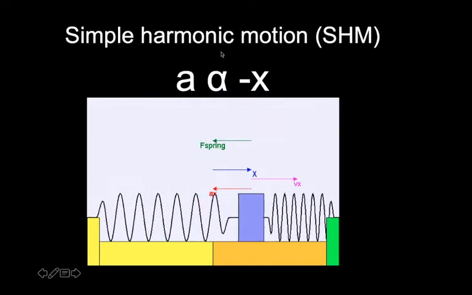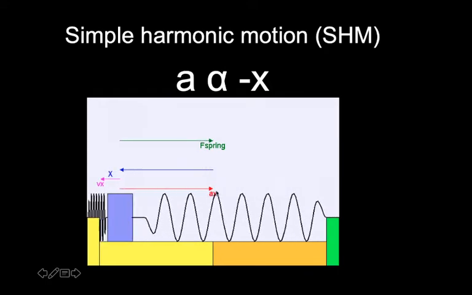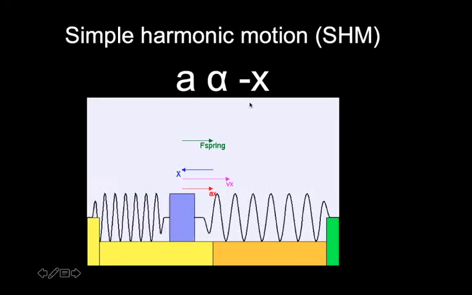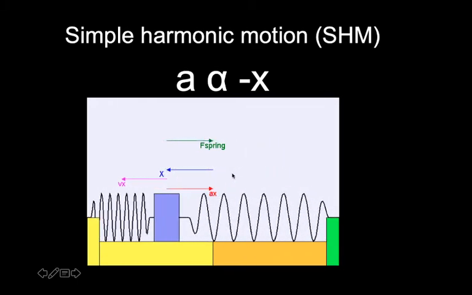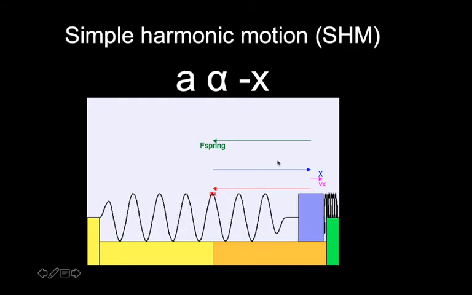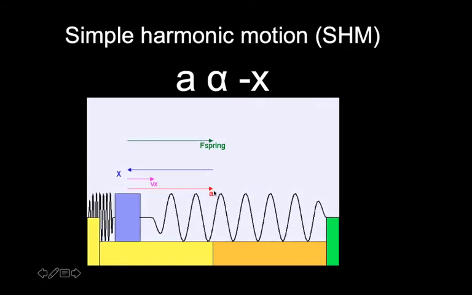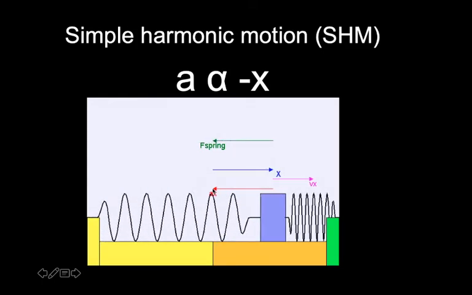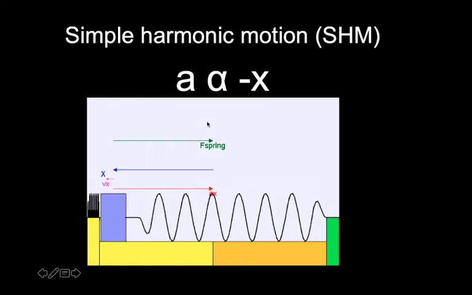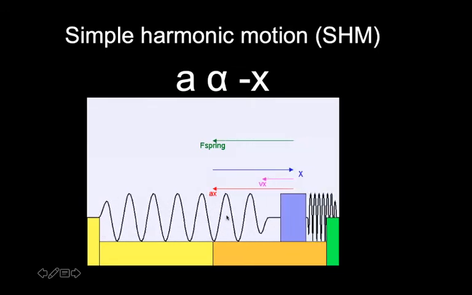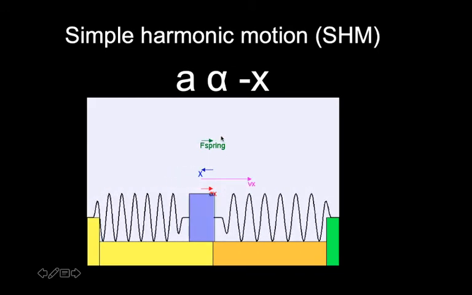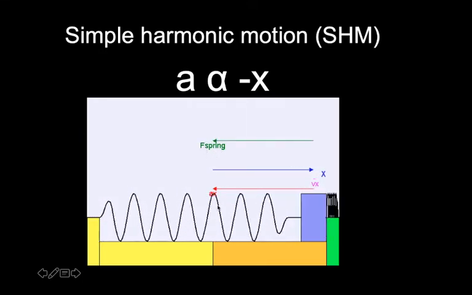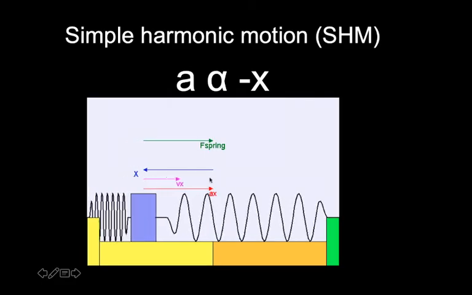So here is our proportionality between acceleration and our displacement. They're proportional, but they're opposite. So as our displacement is moving to the right, our acceleration is moving to the left. As our displacement is moving to the left, our acceleration is moving to the right. And they're both zero at this equilibrium position. And force is equal to mass times acceleration. We're not changing the mass, so our force and our acceleration are directly proportional.